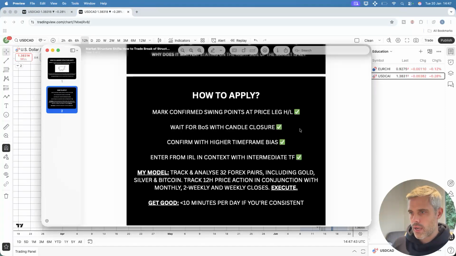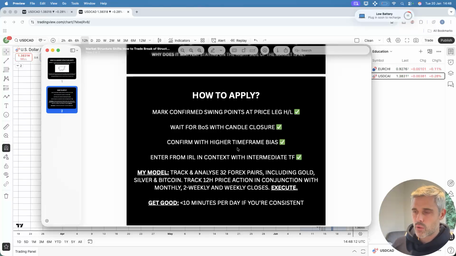So how do you actually apply this? So always mark confirmed swing points at price leg highs and lows. I have a dedicated video on how to do this, but it's key because you can then see when there are true structure shifts in the market. Wait for those structure shifts with confirmed candle closures, because what they do is create the internal range liquidity that you can use to take long or short trades, and always confirm in line with higher time frame bias.